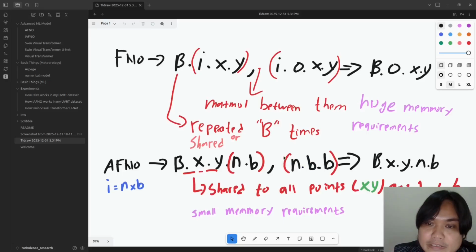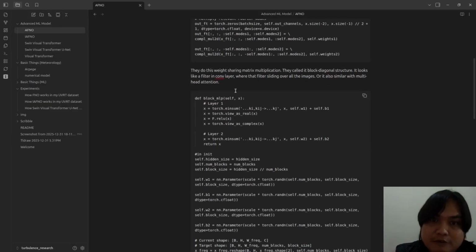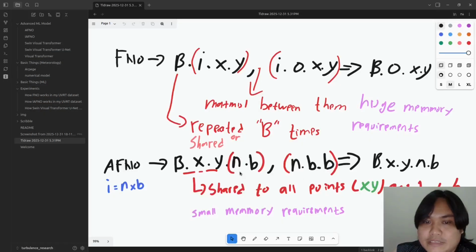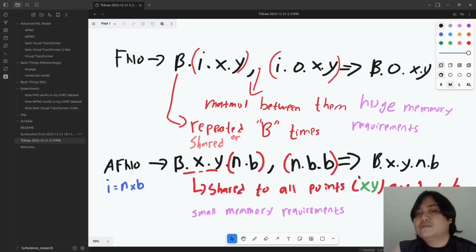Then this dimension will be shared for every point in x and y and bets. So that's why in AFNO they said that they do a weight sharing. How do they do it? It's like this. So this is the math of that weight sharing. And it's quite similar to multi-head attention, if you remember. In multi-head attention they do something like this.